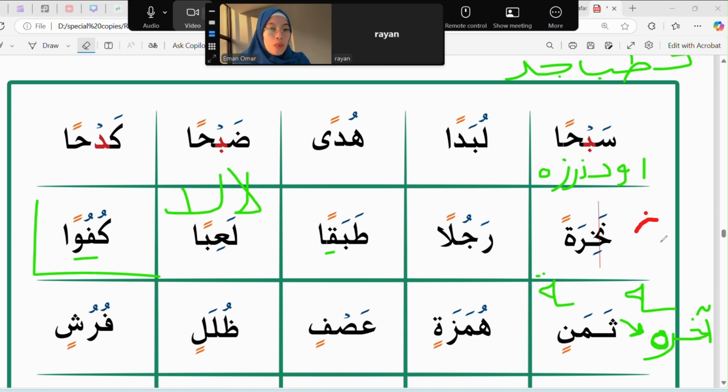Right. Ba would look like this. Here the dot will be on the bottom. Yes, on the bottom. So this is noon. And then what do you see here? Let's totally ignore the other one and look at this. What do you see here? Ha. Yes, excellent.